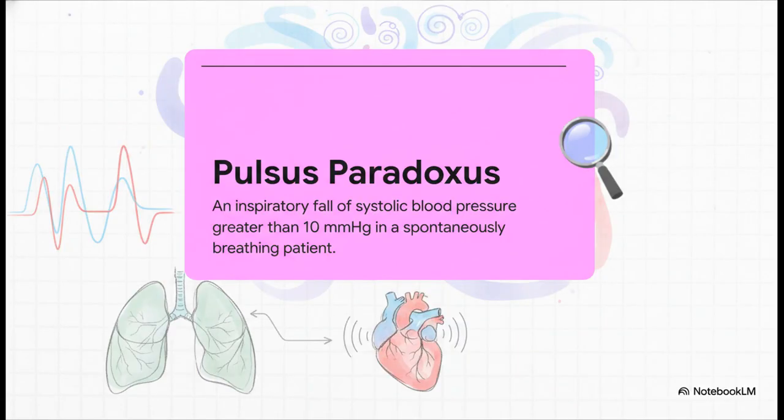A much more useful sign, at least in a spontaneously breathing patient, is pulsus paradoxus. It's that drop in systolic blood pressure of more than 10 millimeters of mercury during inspiration. And as we just talked about, it is the direct physical sign of that exaggerated ventricular interdependence. It's a huge clue that something is seriously wrong with cardiac filling.